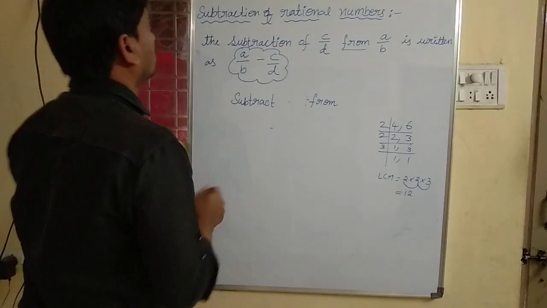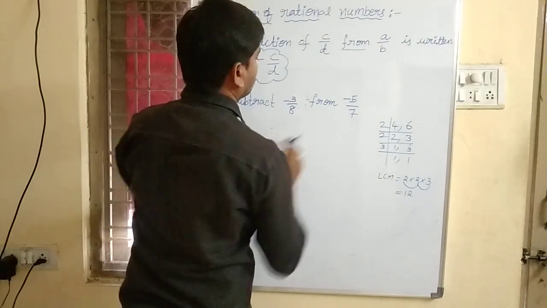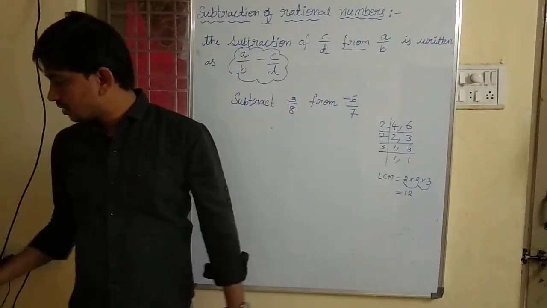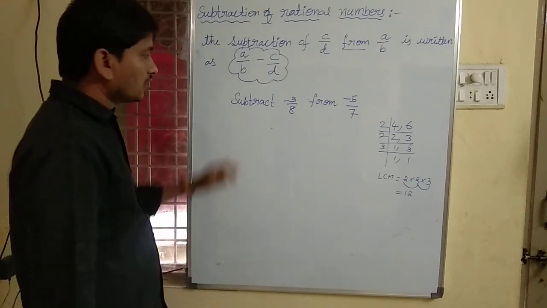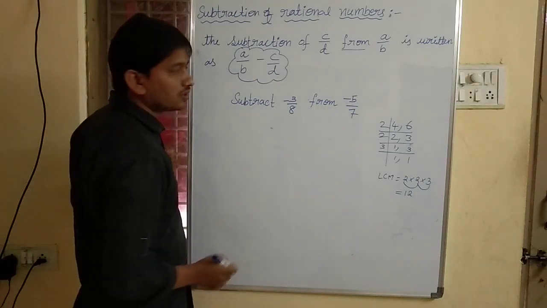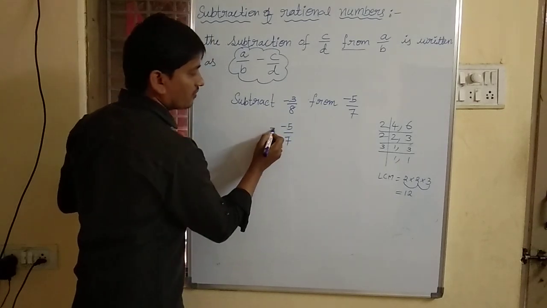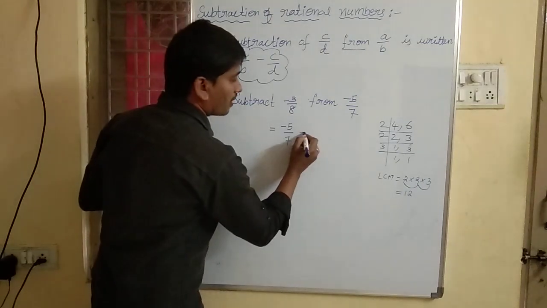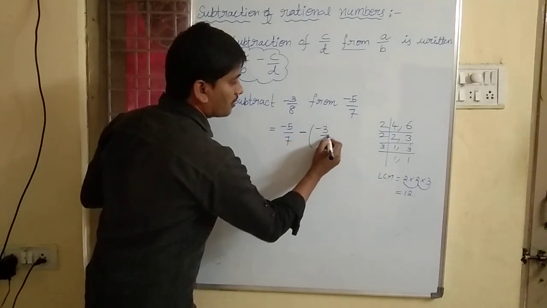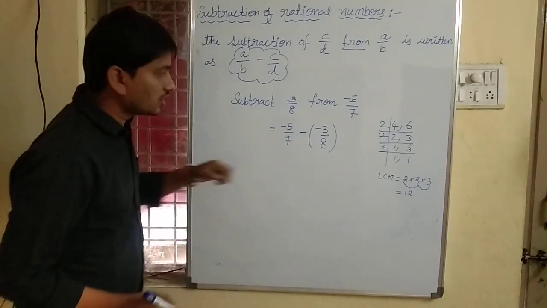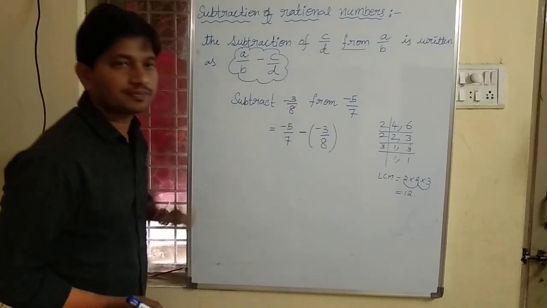Subtract minus 3 by 8 from minus 5 by 7. Okay, minus 3 by 8 from minus 5 by 7. So first of all we have to write minus 5 by 7, minus of what? Minus 3 by 8. Students, first we have to write minus 5 by 7 minus of minus 3 by 8.